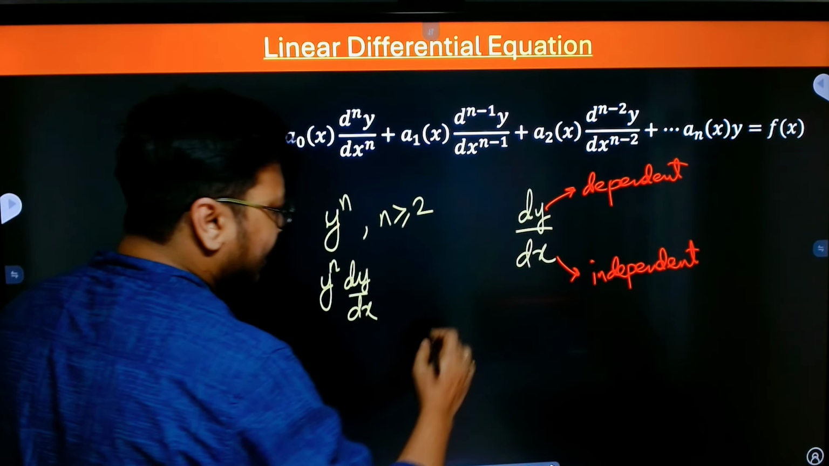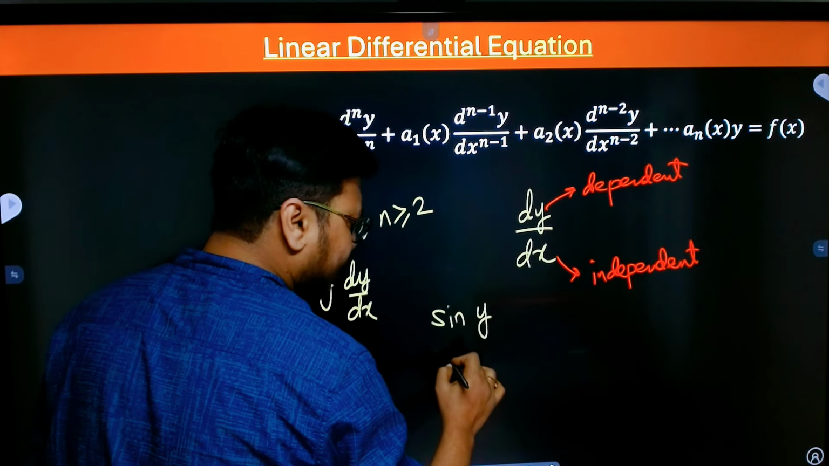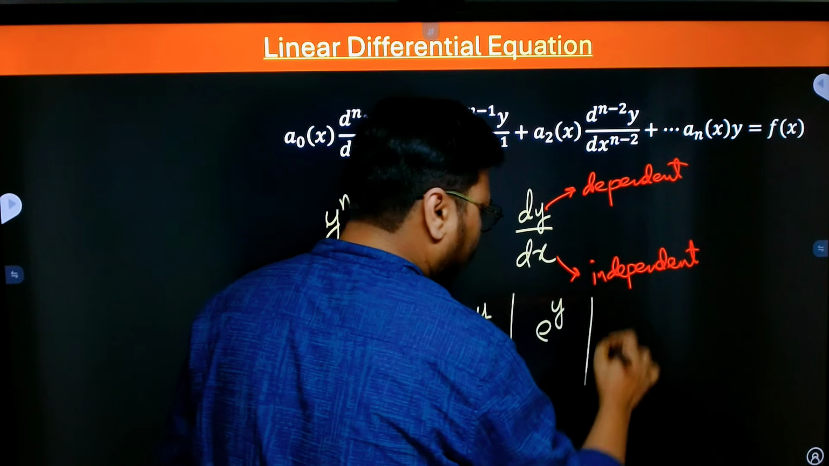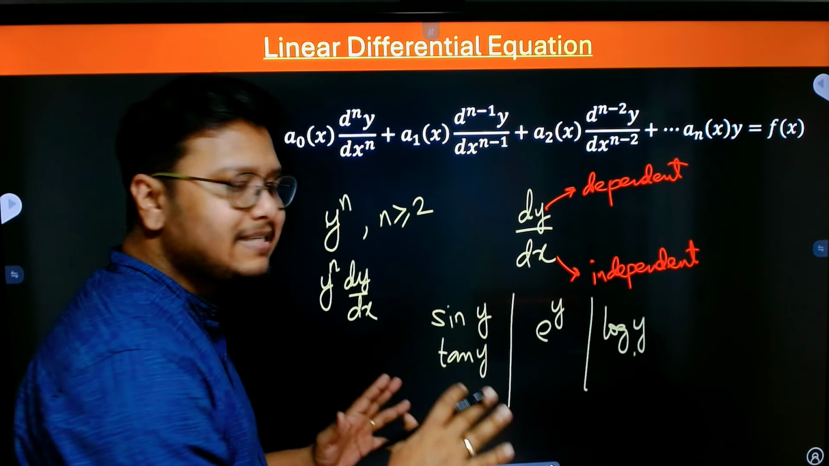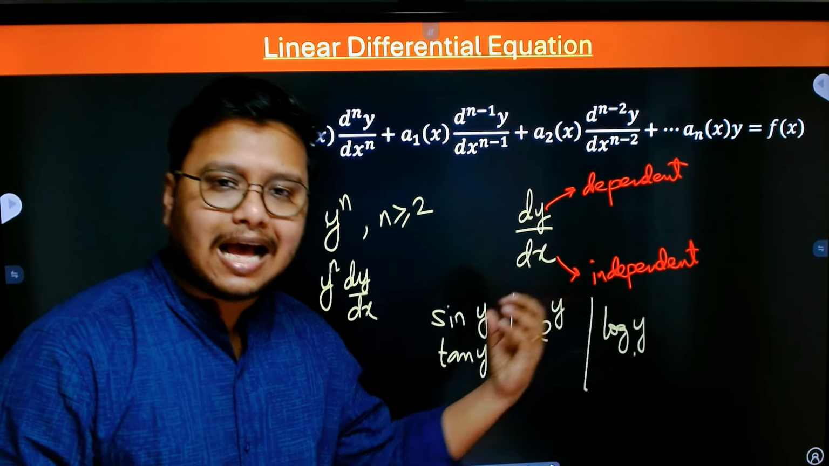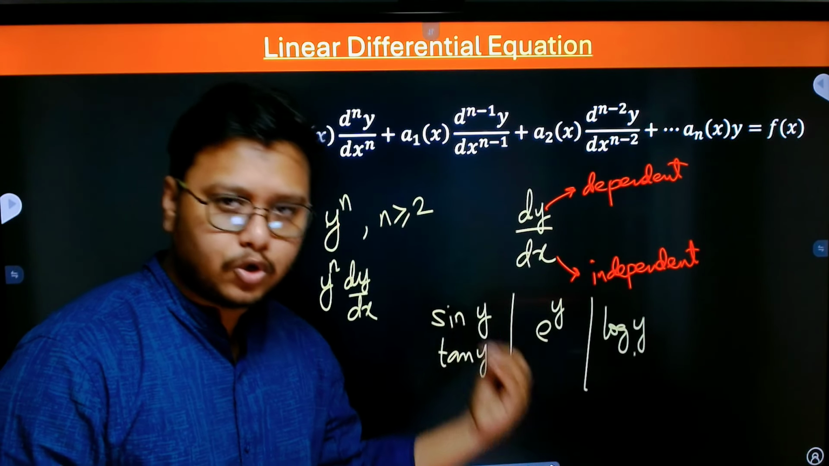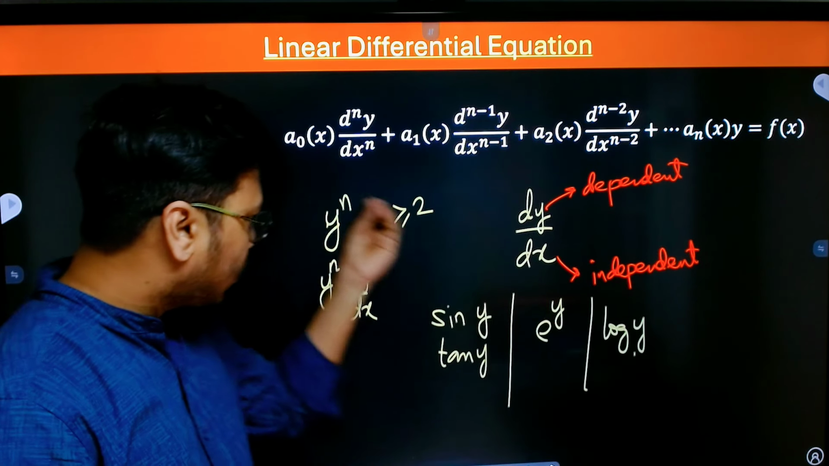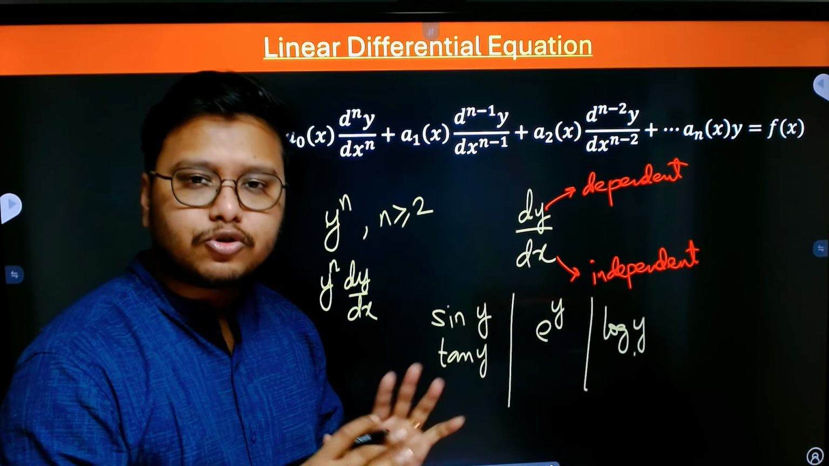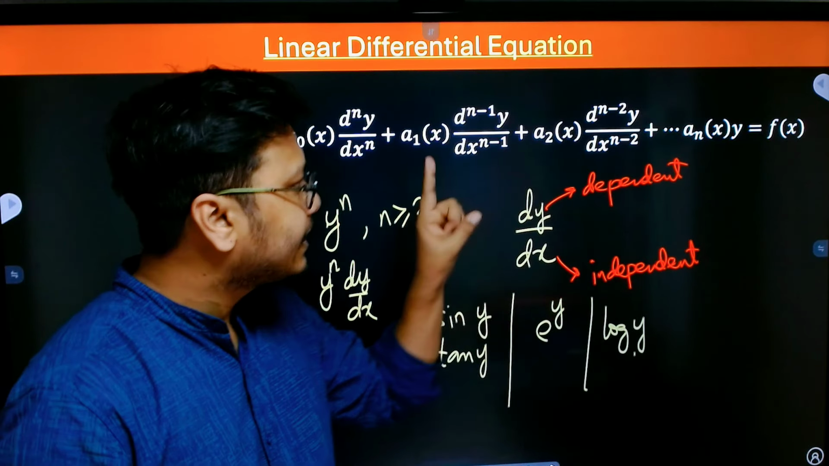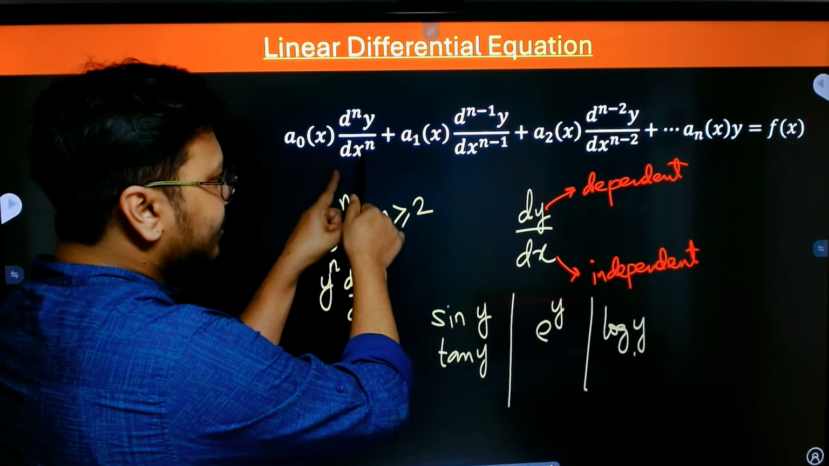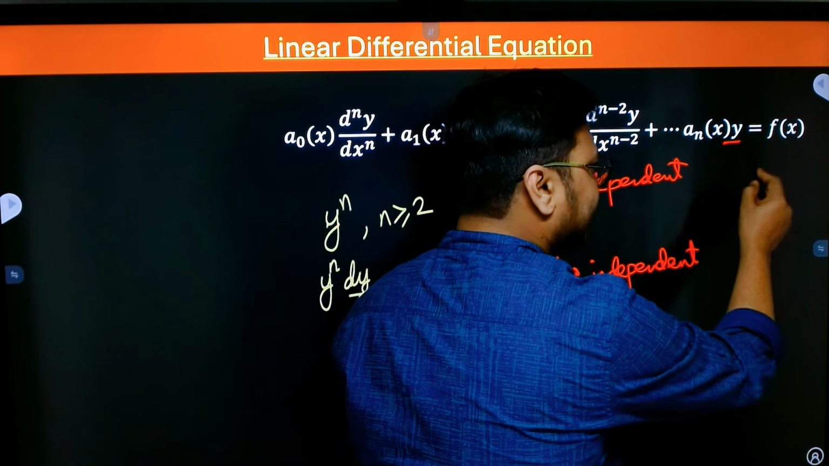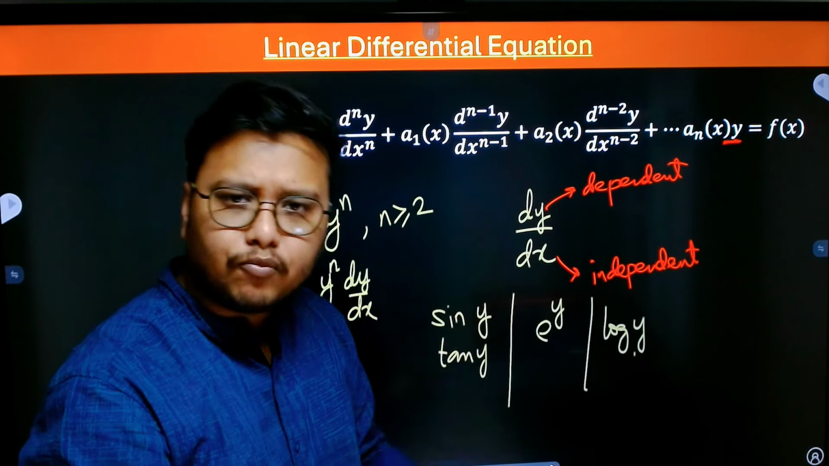And if I have sine y, tan y, or let's say e to the power y or log y, all these are transcendental terms and these make the differential equation non-linear. So these terms should not be present in the differential equation. All these terms involving the dependent variable should not be present. The dependent variable can only be present in the derivative and not anything multiplied with it, or it may be simply present as the term y multiplied with whatever function of x.